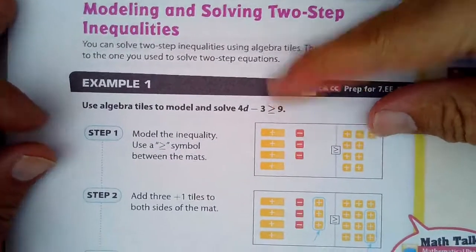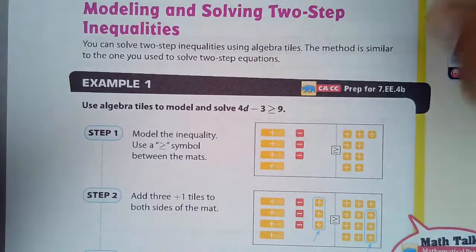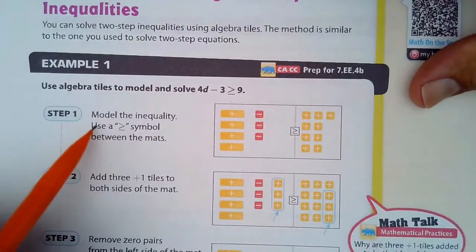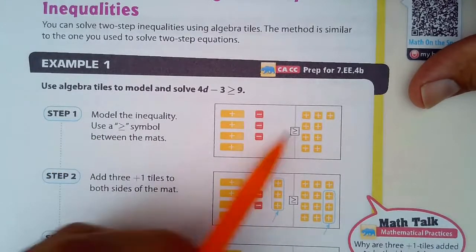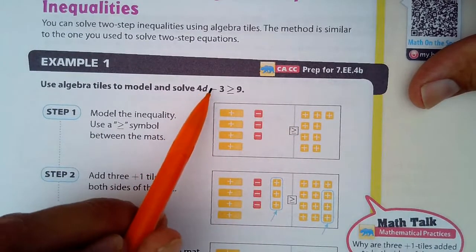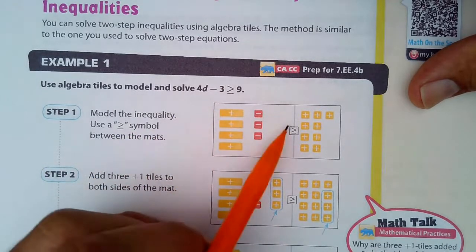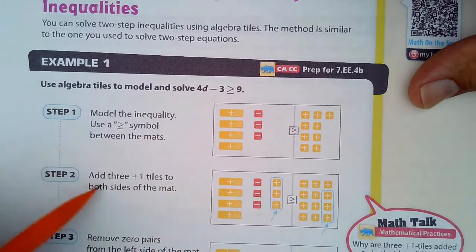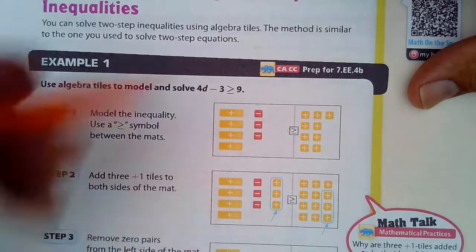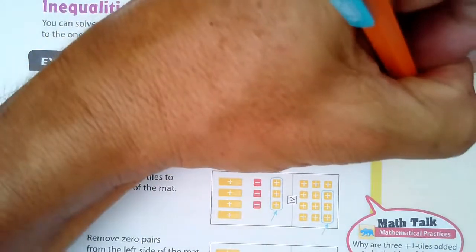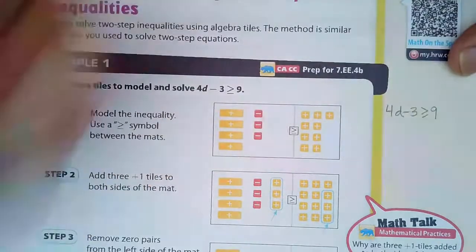So, first we have this using algebra tiles. Now, you might not be a fan of algebra tiles, and I'll show you both ways, with and without right now. First, we model the inequality right there. So this is 4 times some number minus 3 is greater than or equal to 9, and that inequality is right here. We add 3 to both sides. So I'm going to have this over the side here. 4d minus 3 greater than or equal to 9.